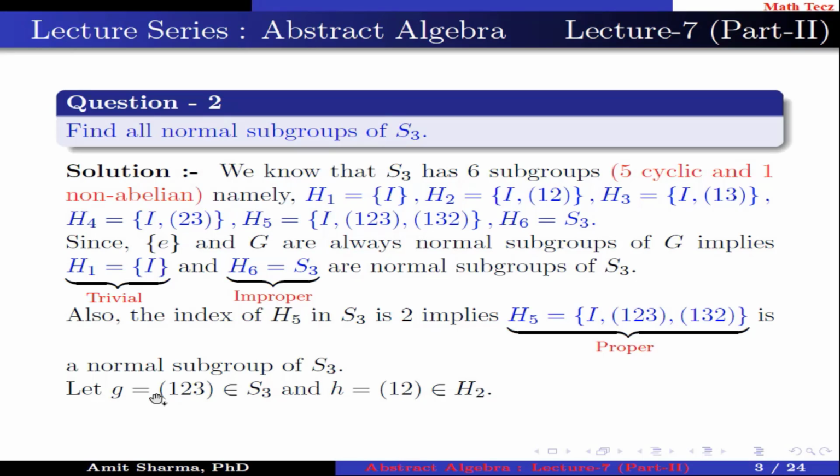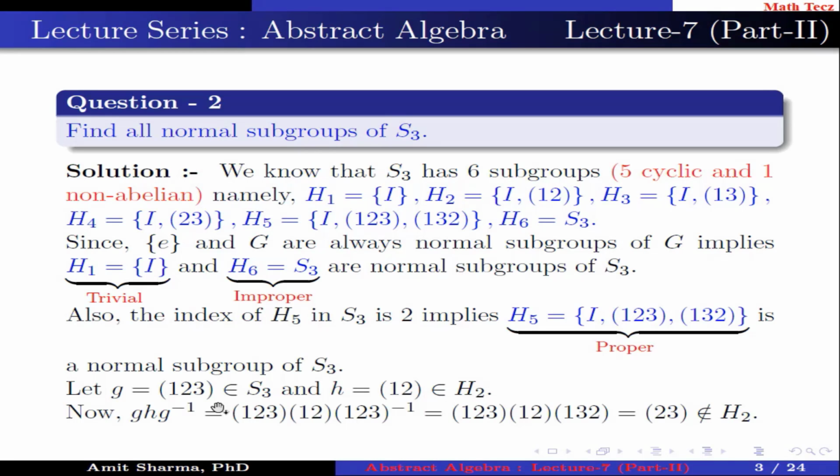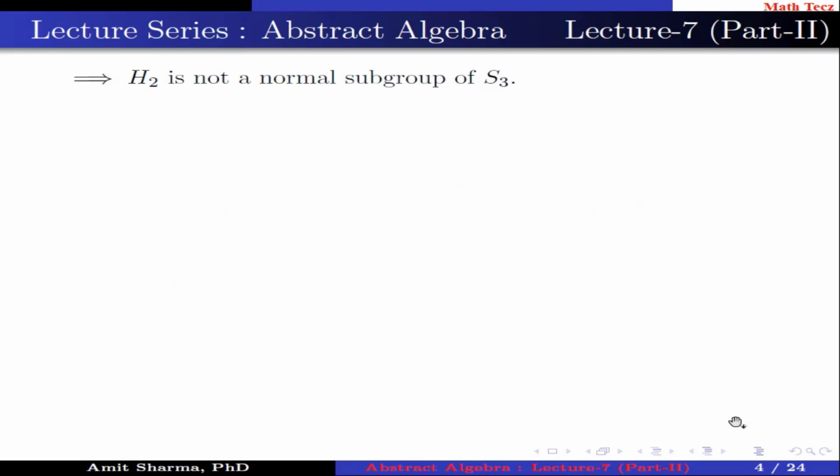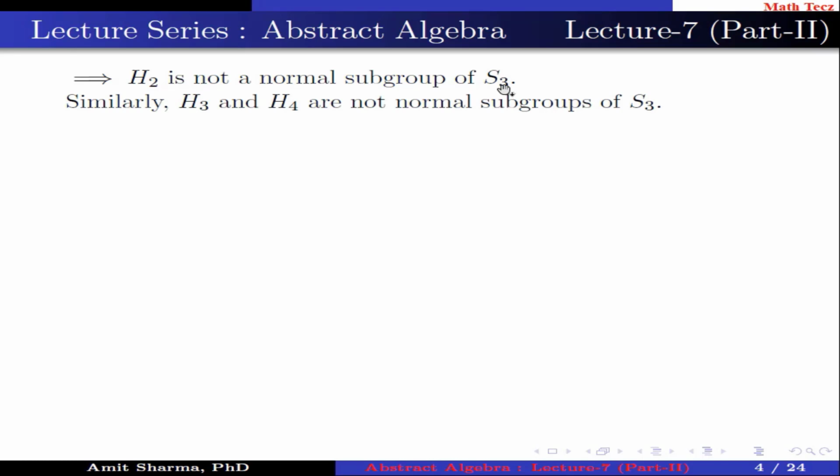Let g equal to (1 2 3) belonging to S3 and h equal to (1 2) belonging to S2. Now, g h g inverse, which can be computed, is equal to (2 3), which does not belong to H2. This implies H2 is not a normal subgroup of S3. Similarly, H3 and H4 are not normal subgroups of S3.